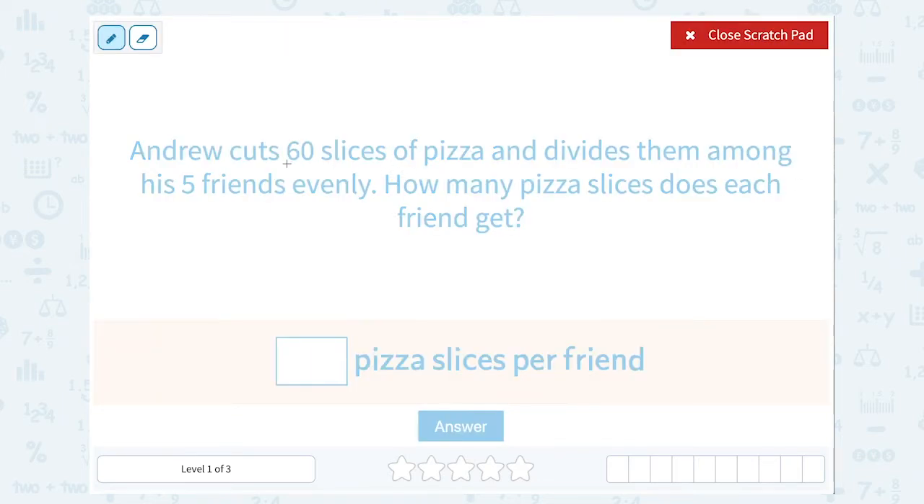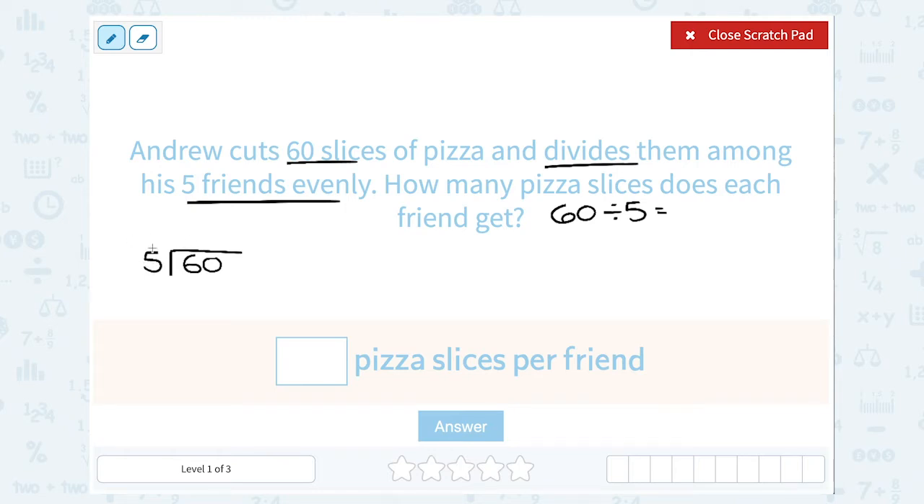Okay, well, if he has 60 slices and he's dividing them evenly among 5 friends, that would be 60 divided by 5. Now, if you're really good with your math facts, you might know 60 divided by 5 off the top of your head. And if you do, you can go ahead and fill it in. But if you're not sure and you need to think it through a little bit, a good way to do that is to write the problem like this and say 60 divided by 5.